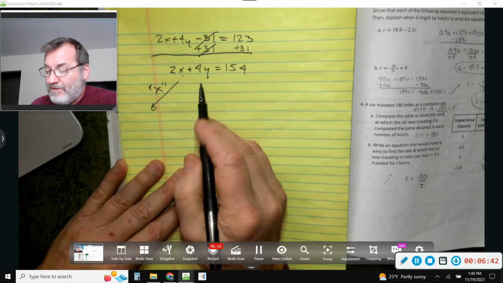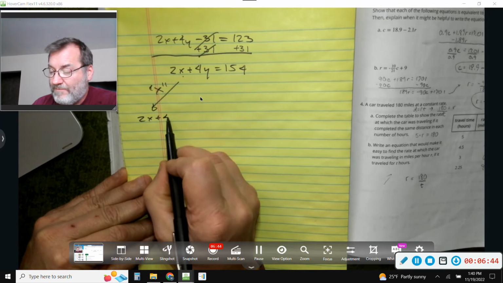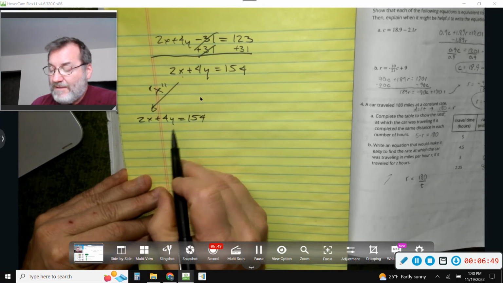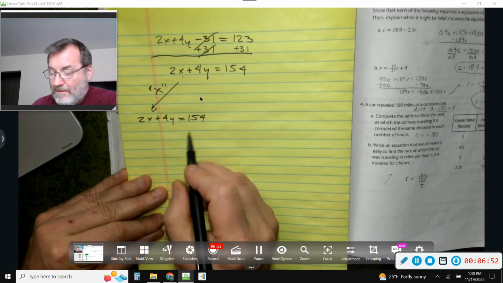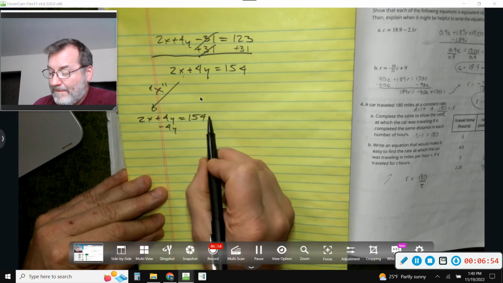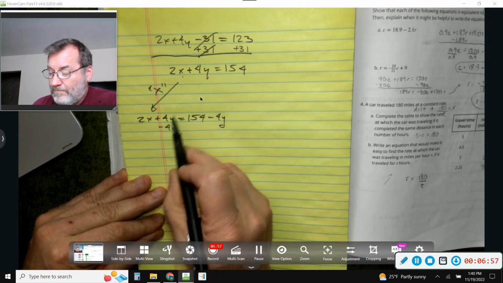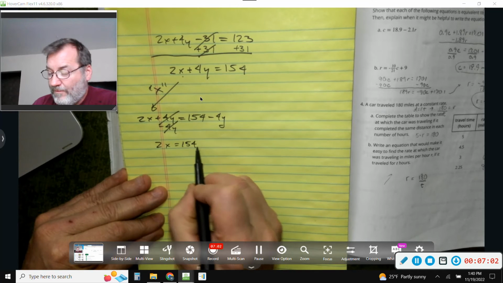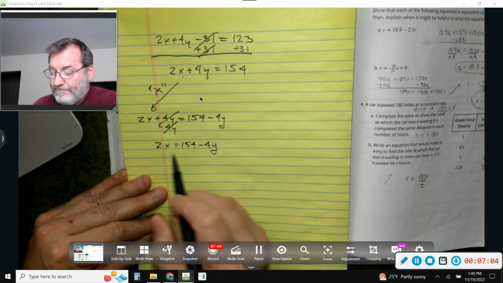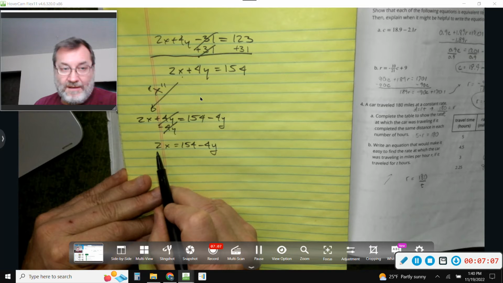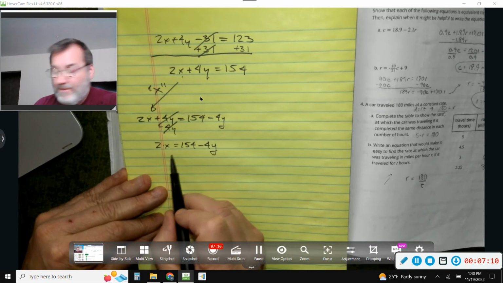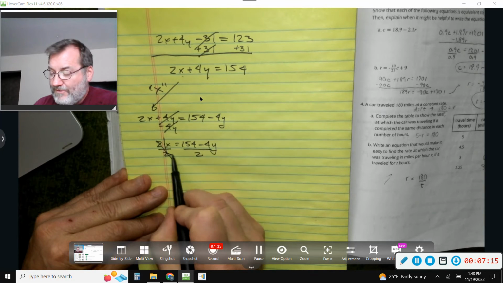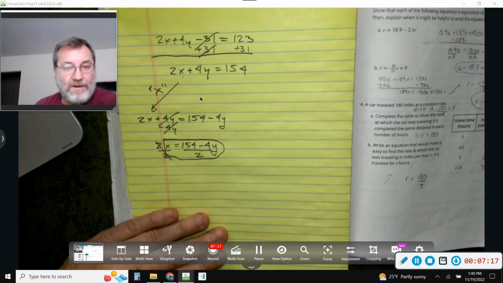Right, now let's solve for x, which means I want to get x all by itself. Let's rewrite this base equation. If I want to get x all by itself, that means I got to move the 4y over here. So I'm going to subtract 4y. And what do we got? Well, I got 2x equals 154 minus 4y. Solving for x, there's two x's here, and there's a multiplication happening between them, so I'm going to divide both sides by 2. And there it is. There's your equation right there. I've now solved it for x.